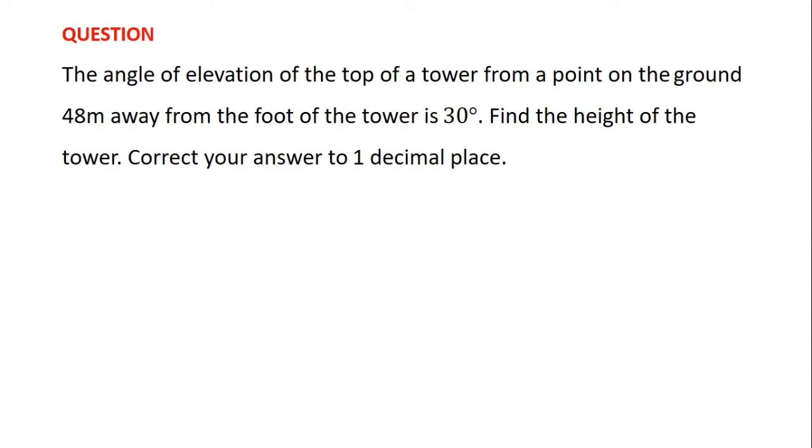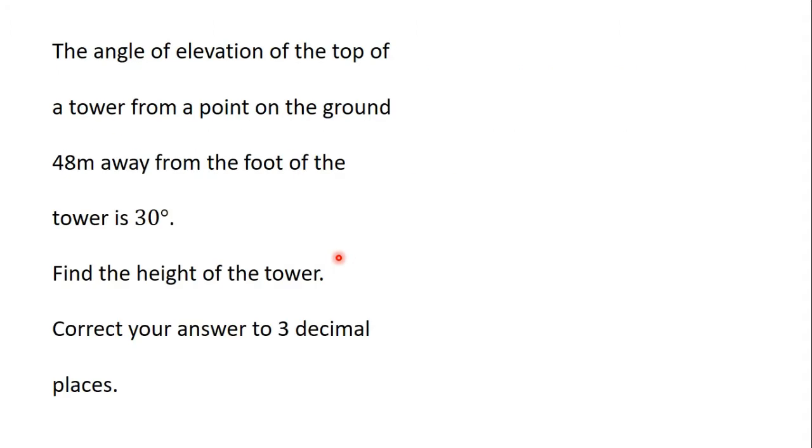The angle of elevation of the top of a tower from a point on the ground 45 meters away from the foot of the tower is 30 degrees. Find the height of the tower. Correct your answer to one decimal place. A diagram was not given to us in this question, so we will have to draw our own diagram. So let's read the statement again and use it to draw a diagram.